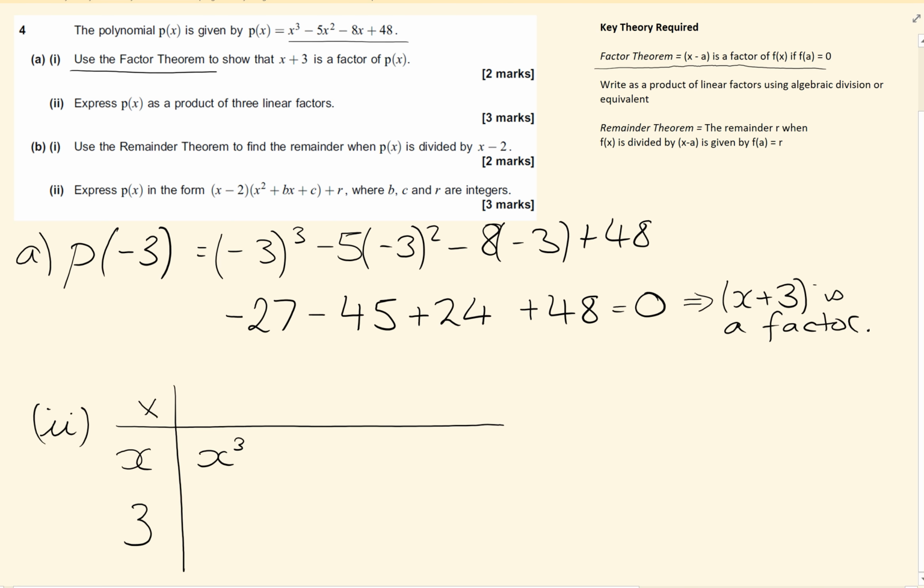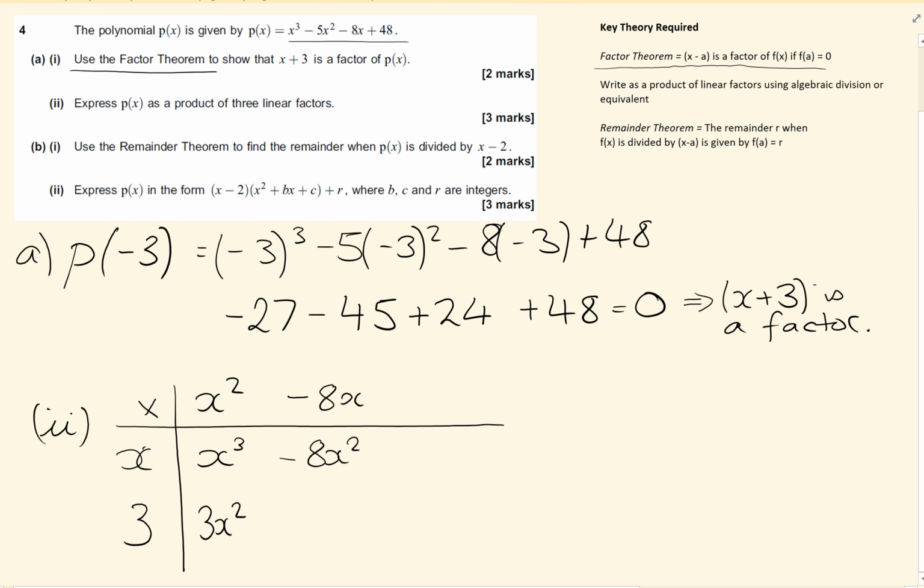X times by what gives me x cubed? Well, it's going to be x squared. X squared times 3 is 3x squared. Do I want 3x squared? No, I want minus 5x squared. So I'm going to be taking away 8x squared. X times what is minus 8x squared? Well, it's going to be minus 8x.